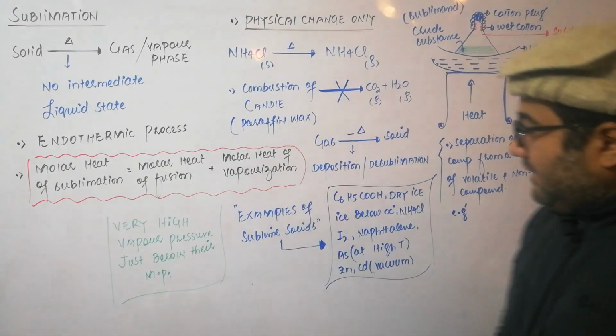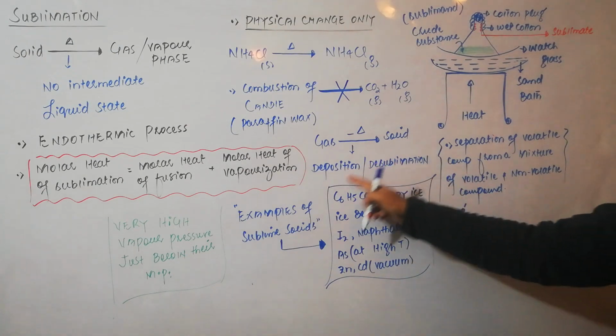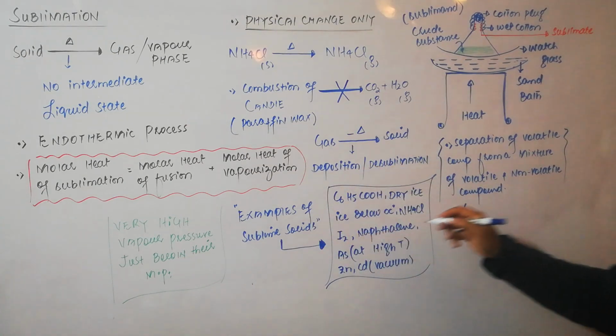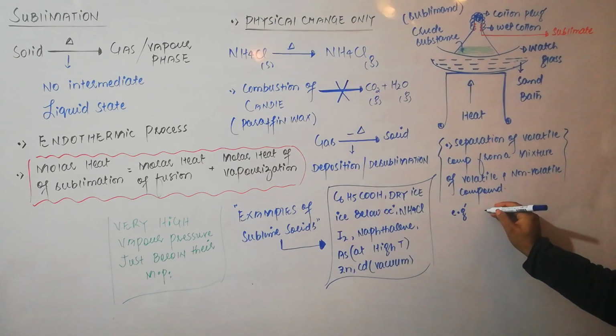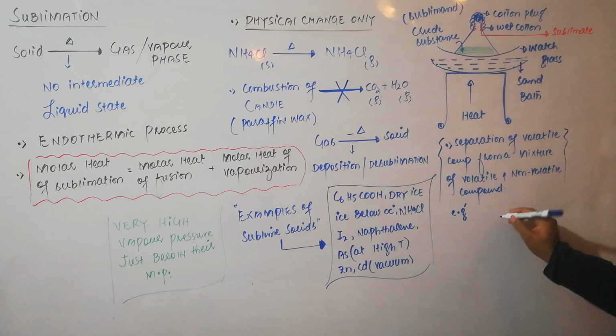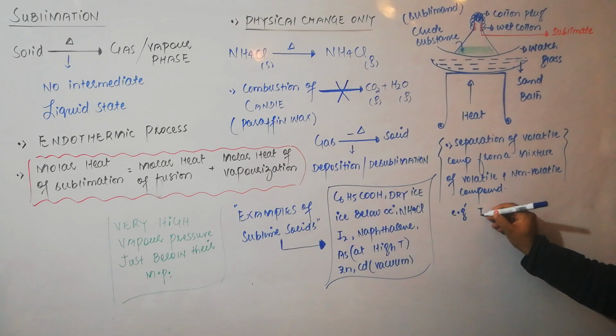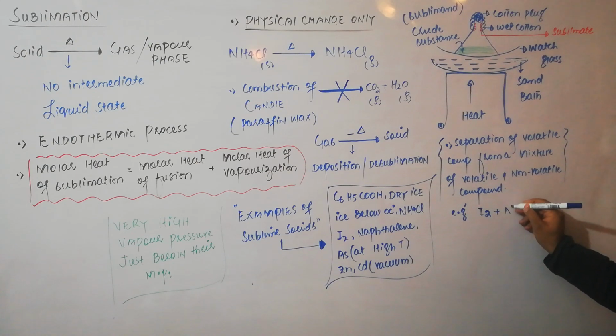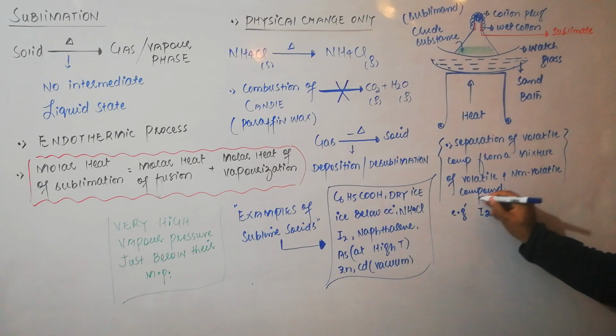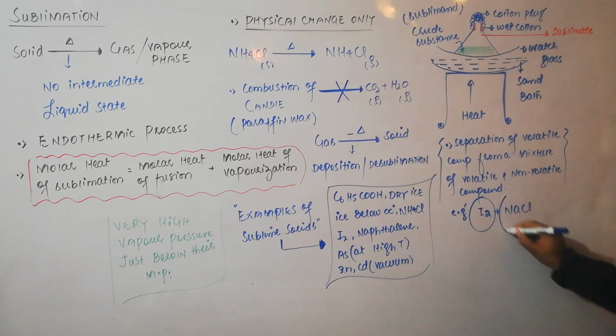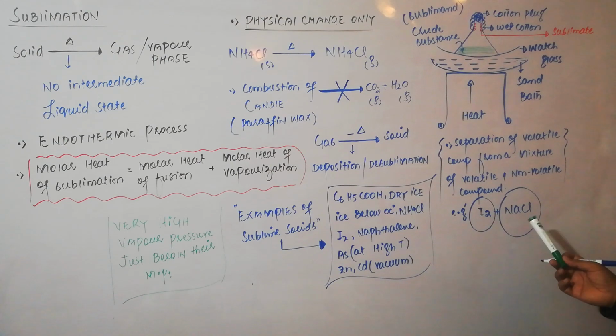But suppose you have a mixture of iodine and NaCl. So this one is the volatile part of the mixture and this is the non-volatile part of the mixture. It will change to its gaseous form directly while the other will remain in the solid state. So this mixture can be separated.